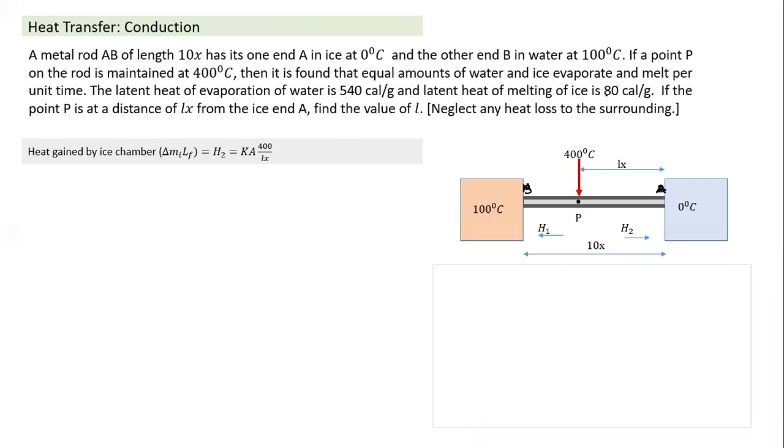It is found that equal amounts of water evaporates and ice melts. And what else is given here? If the point P has a distance Lx from end A, this distance is Lx, we need to find the value of this L here. And the total distance is 10x. So this also is actually not a very difficult question.